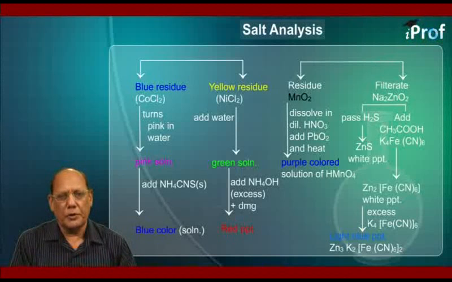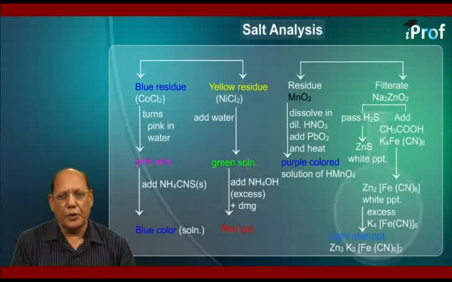In one part, pass H2S. A white precipitate of zinc sulfide is obtained that confirms presence of zinc ions. To the second part, add acetic acid and K4[Fe(CN)6].